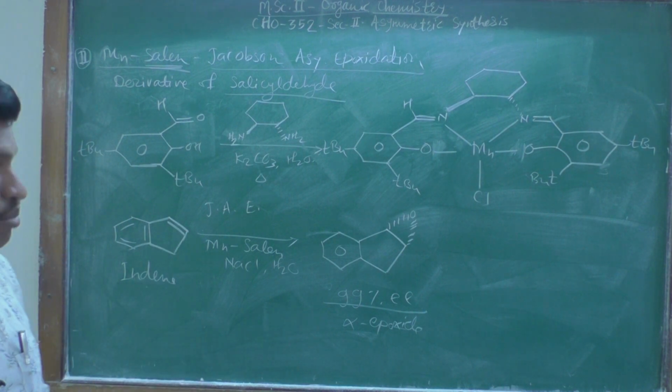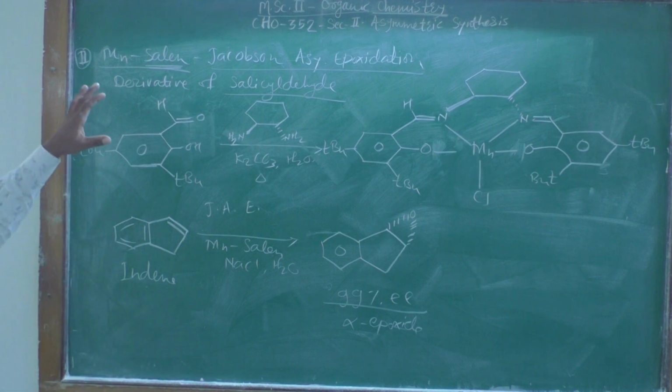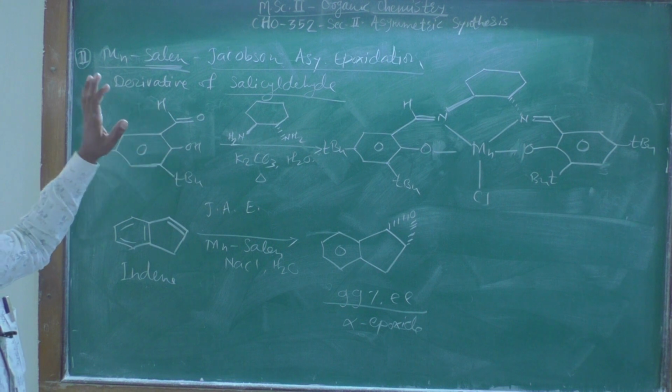So these are the two examples, or two methods, of asymmetric epoxidation, known as Sharpless, and the second one is Jacobsen.